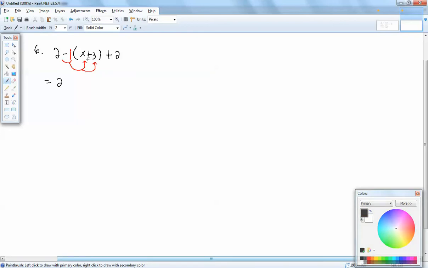So we got 2, negative 1 times x is negative 1x. Negative 1 times 3 is negative 3 plus 2. And now we're going to combine together like terms, numbers. Here's a 2, here's a negative 3, and here's a 2. I can combine those together. I'm going to put the negative 1x first, but it just becomes negative x. 2 minus 3 is negative 1, plus 2 is 1. And that would be our answer. Again, standard form, we go from largest power of x down to smallest.